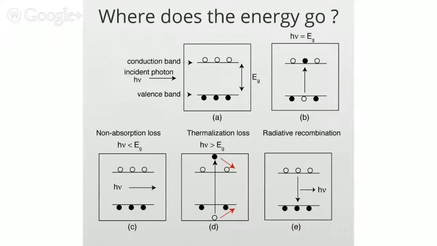If your photon does not have energy higher than the band gap, or its photon energy is lower than the band gap, the photon just passes straight through. Nothing happens. Right? It does not have enough energy to excite the electron, kick the electron out. And if you think about silicon, about half the energy is gone this way.